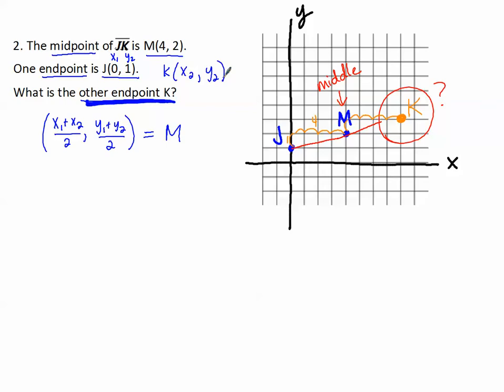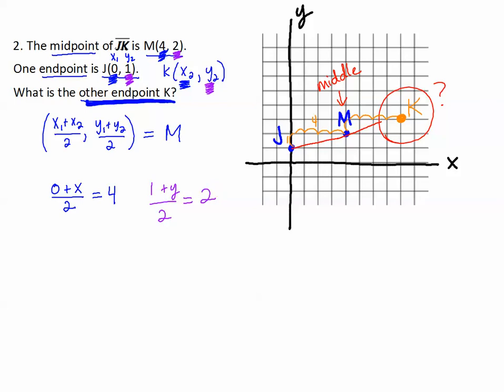So I could take one of the x's that I do know and one of the x's that I don't know and add those together, 0 plus x. I have to divide by 2 always because I'm averaging, and that will equal the x from my midpoint, which equals 4. And I could do something similar with the y's. Take the y that I do know and the y that I don't know, and that equals the y from my midpoint. So 1 plus y divided by 2 equals the 2 from my midpoint. And then solve those equations.